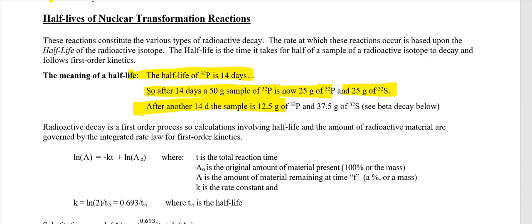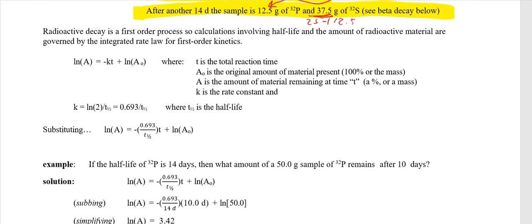After another 14 days, it's going to decay again. Half of the 25, not another half of the 50, half of the 25. We got 25 grams of P32, it's going to be 12 and a half. The way I got this is I did 25 plus the 12 and a half. Alrighty? Radioactive decay is first order, as I mentioned.